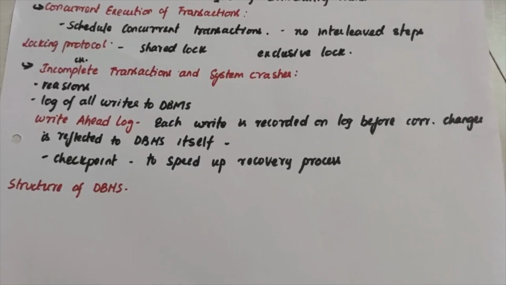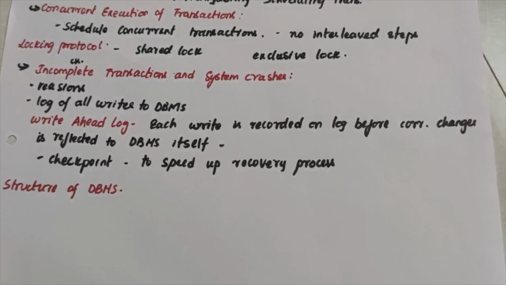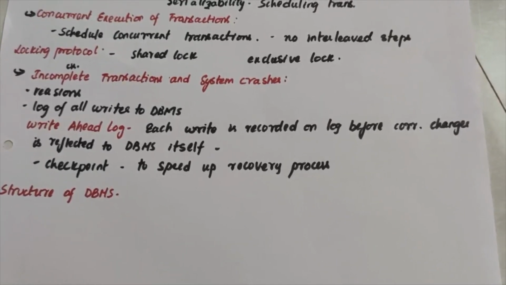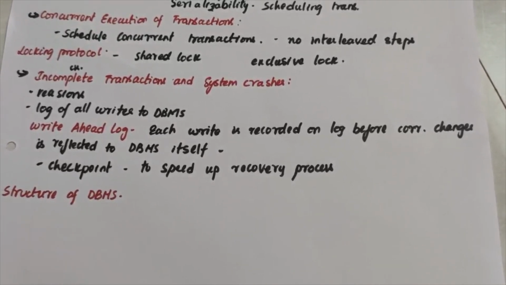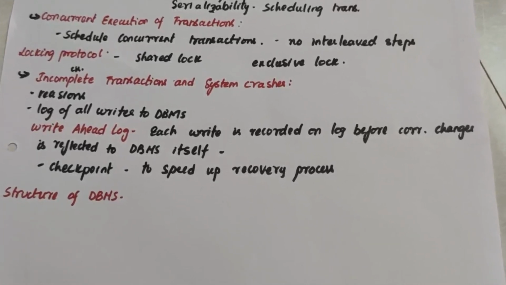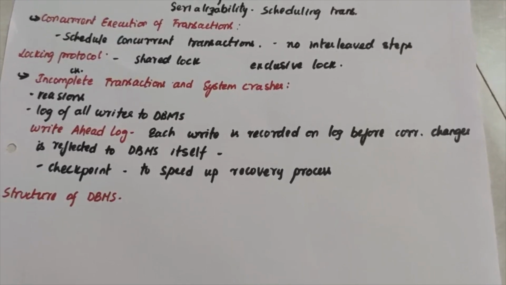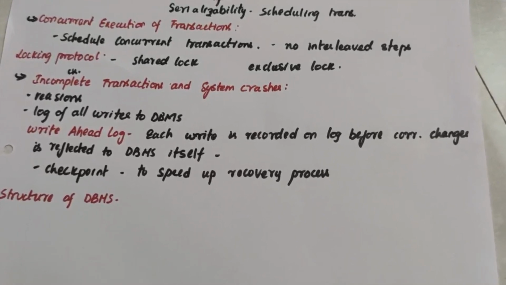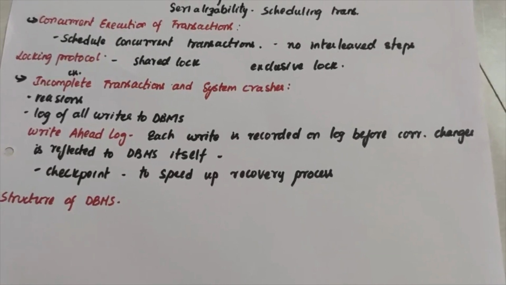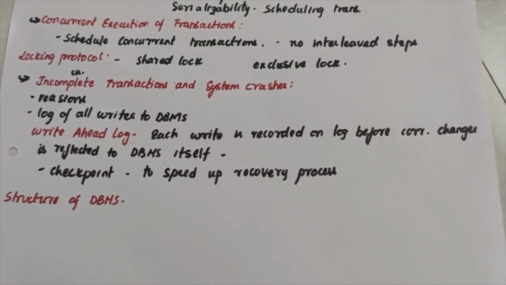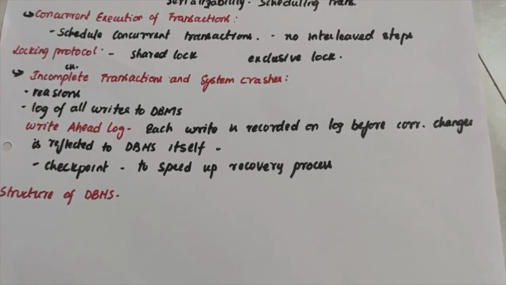So you have another mechanism, checkpoint. It is to speed up the recovery process when a system crash occurs. Otherwise you have to recover all the data from the log, which is generally a slow process. So instead of that, you have checkpoints wherein you periodically take some data from the log and store that into the database, so that when a system crash occurs, you don't have to recover the entire data. You can simply go to the checkpoint and recover the most recent changes, because all the changes that were made before were periodically updated to the database already. So that is a mechanism to speed up the process of recovery.